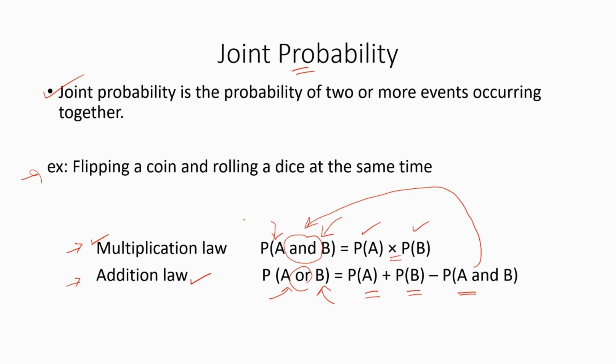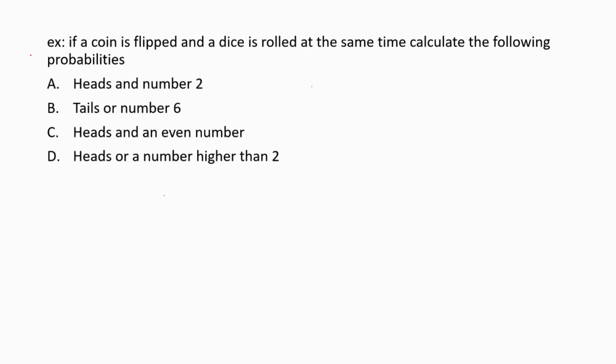Let's do an example so you will understand these concepts. If a coin is flipped and a dice is rolled at the same time, calculate the following probabilities. Option A, the probability of getting heads and rolling number 2. So you can see the AND term, which means we have to use the multiplication law. How do we use the multiplication law? We have to calculate each probability separately, then multiply them together.